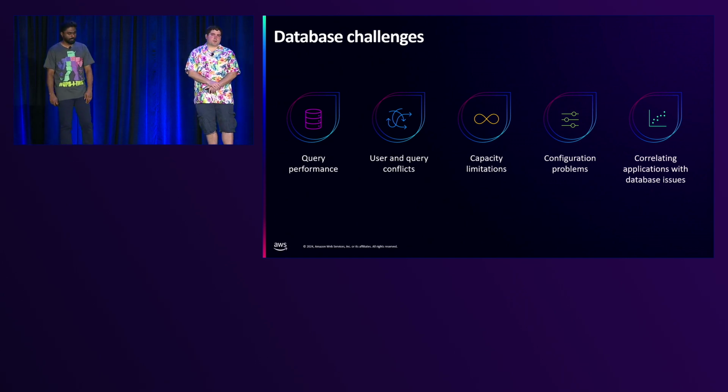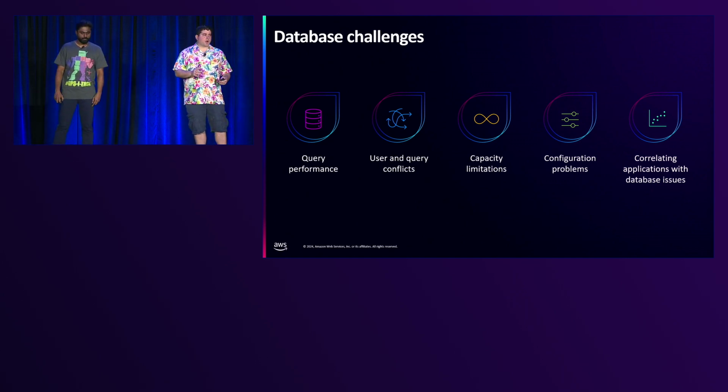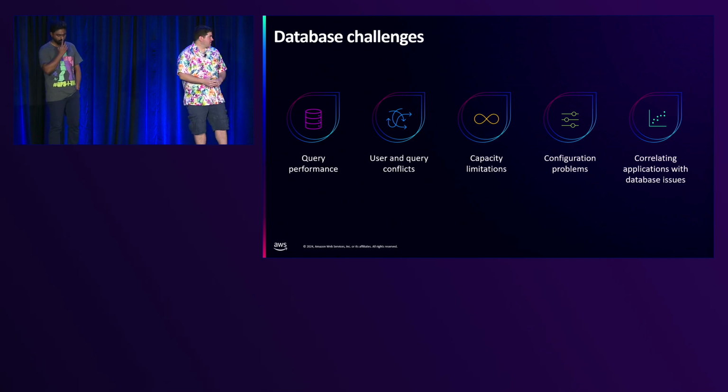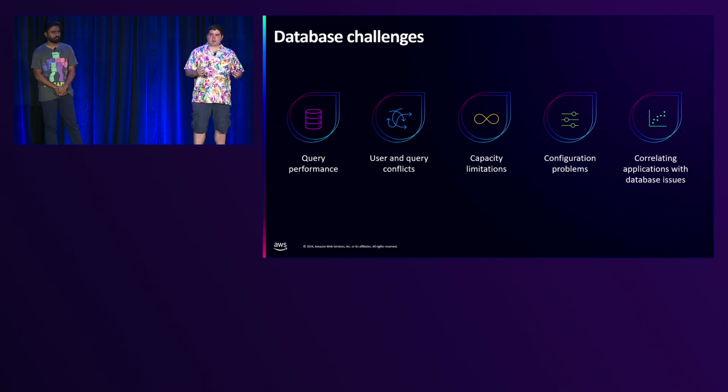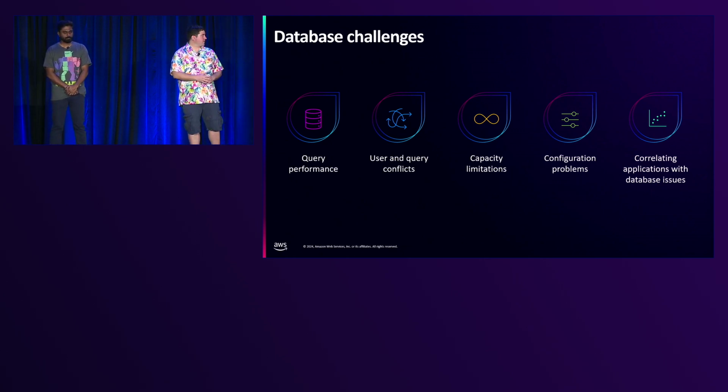Yeah, so for example, we want to think of things like query performance. Queries have got to work fast. User and query conflicts, so maybe you have multiple people trying to write. There's row level contention that happens. Capacity limitations, so scaling databases, right, horizontally or vertically, or if we're going to look at a serverless model. Configuration problems, so being able to tune those databases.